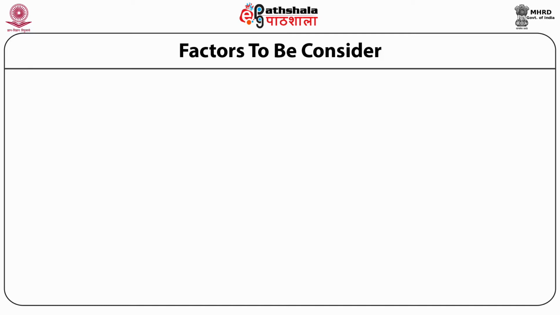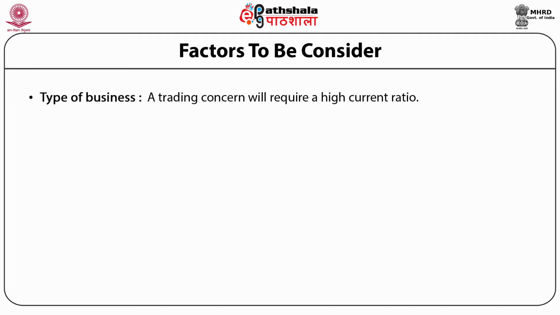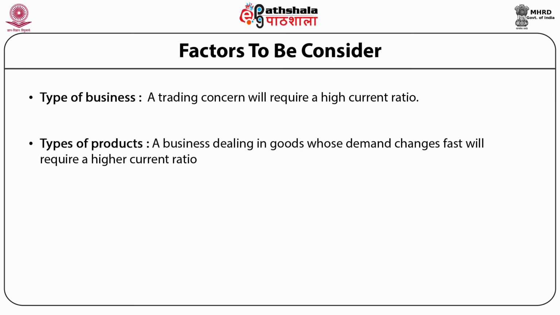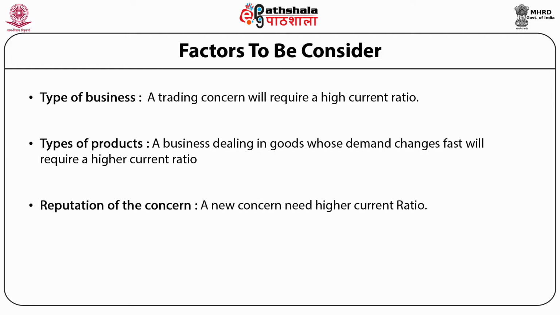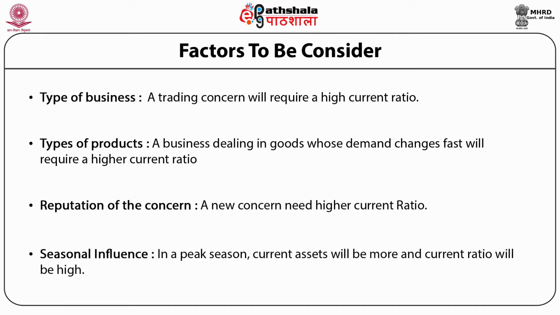Factors to be considered while calculating ratios. First one, type of business. A trading concern will require a high current ratio. Second one, types of products. A business dealing in goods whose demand changes fast will require a high current ratio. Third one, reputation of the concern. A new concern needs a higher current ratio. Fourth one, seasonal influence. In a peak season, current assets will be more and current ratio will be high.